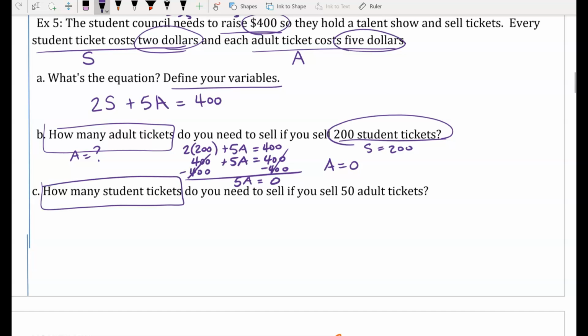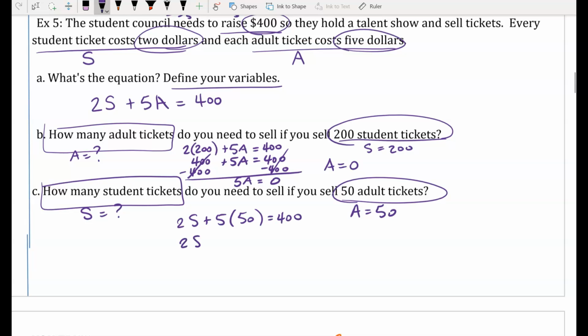Let's look at part C. How many student tickets do you need to sell if you sell 50 adult tickets? So this time our A is equal to 50, and we're looking for our S value. 2 times S plus 5 times A, which we know is 50, is equal to 400. Let's simplify that multiplication. So 2 times S plus 5 times 50, which is $250, is equal to 400. We'll subtract 250 from both sides.